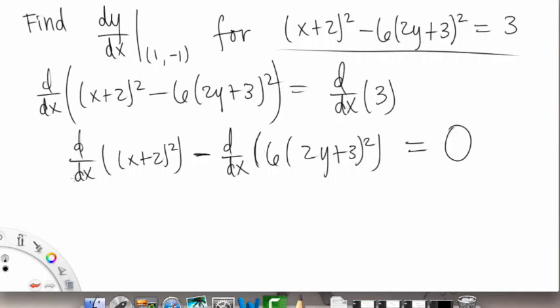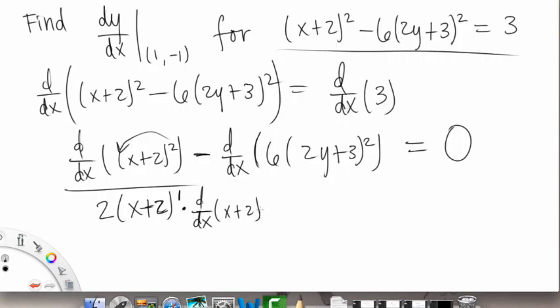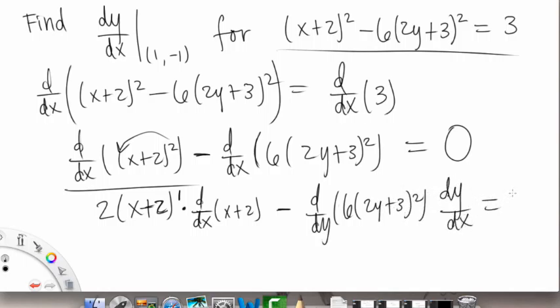On the left side, for this left term, we're going to use the chain rule, because we have an outside function, which is something raised to the second power. So we'll bring down that 2 and keep the inner function the same, x + 2, raised to the 1 power. According to the chain rule, we then take the derivative of the inner function, d/dx of x + 2. And we're subtracting d/dx of something with respect to y, so we have to do d/dy of 6 times (2y + 3) squared, and then add on that dy/dx, and that equals 0.